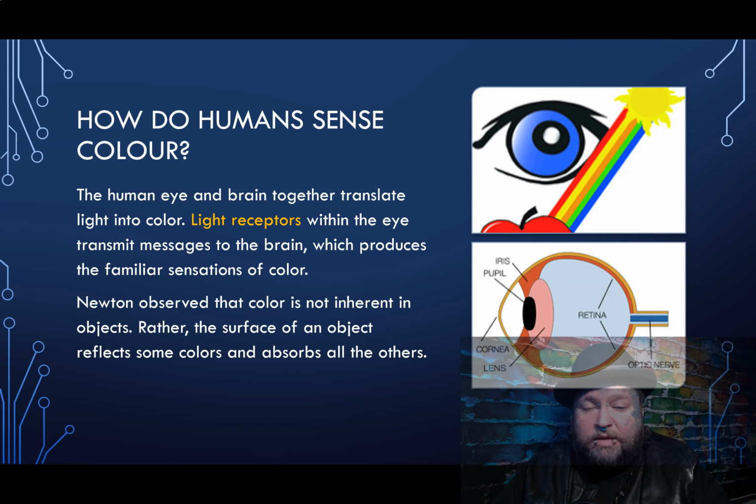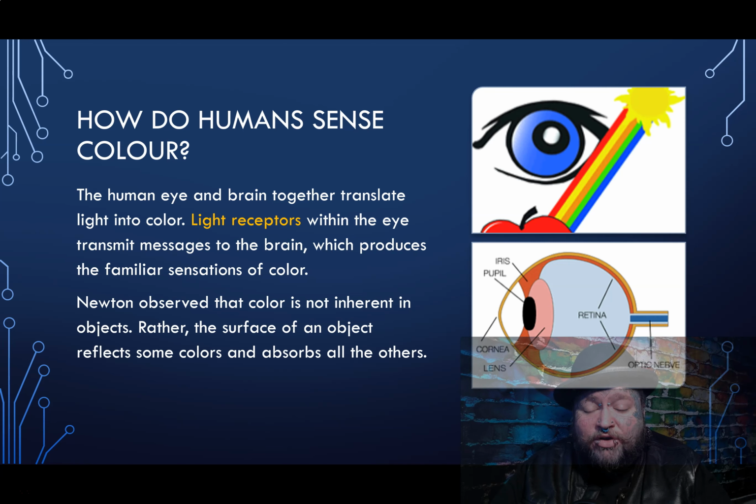Now, this is backed up by different biology and psychology studies. And they know that there are light receptors within the eye that transmit messages to the brain, which produces the familiar sensation of color, so what we're experiencing. And that's with the human eye. And remember that other animals have different eyes and can perceive things differently than us. Cats, dogs. And Newton observed that color is not inherent in objects.